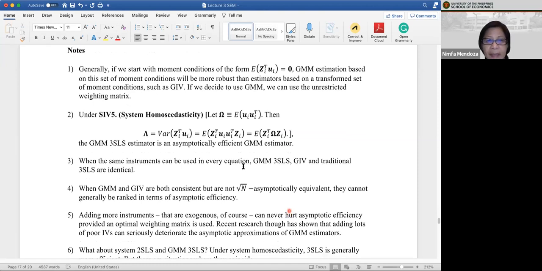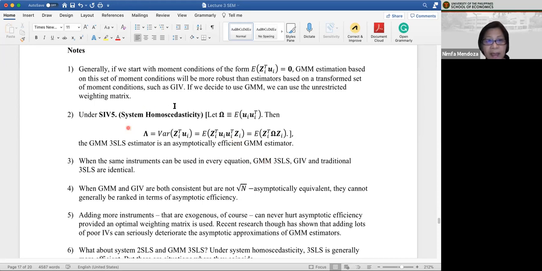When the same instruments are used in every equation, GMM three-stage least squares, GIV, and traditional three-stage least squares are identical. We mentioned that already earlier. That is, when the same instruments are used in every equation, GMM three-stage least squares, GIV, and traditional three-stage least squares are identical.